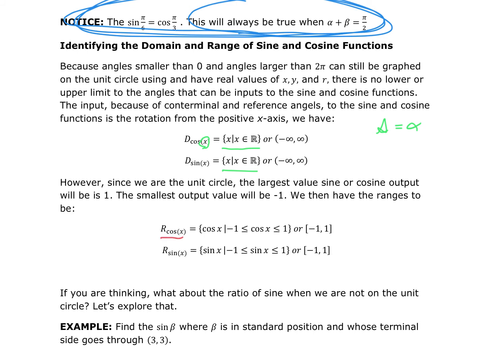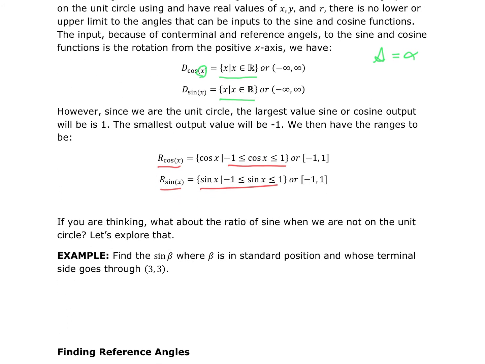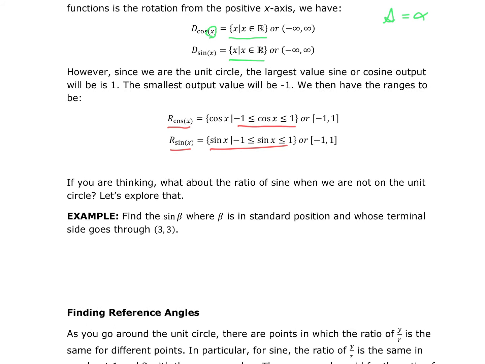The range of cosine is going to run between -1 and 1, and the range of sine, the outputs at most, are going to be -1 and 1. And if you're thinking, what about the ratio of sine when we're not on the unit circle? How does that change that? What happens if I'm not on the unit circle? Is my domain and range still going to be the same? Well, the domain is cool. Let's talk about the range.